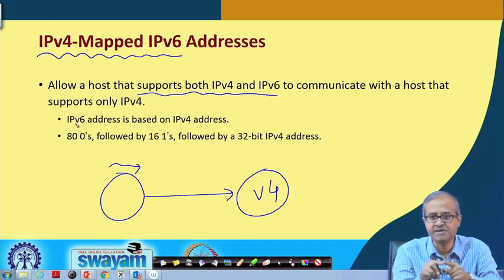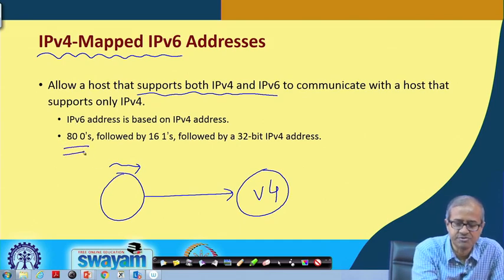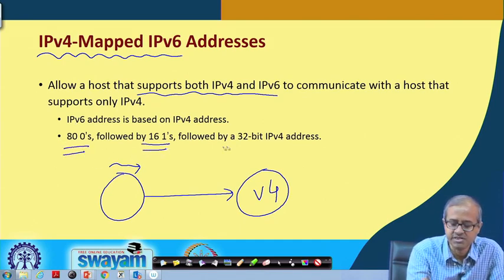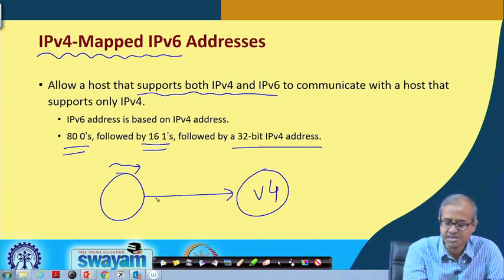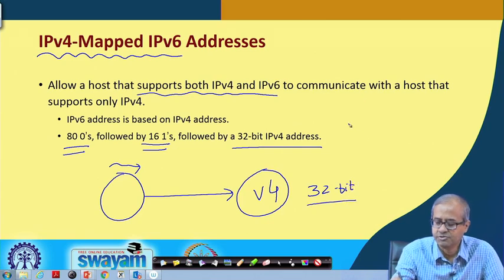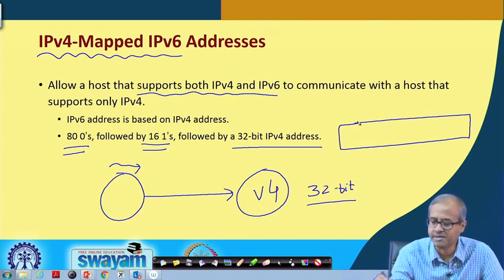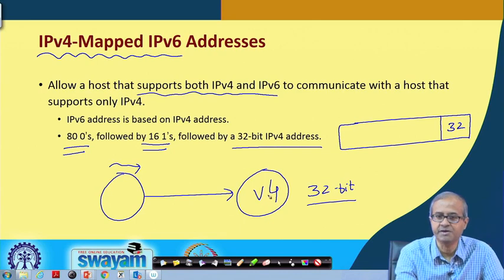some kind of an IP version 6 address which is formed like this: 80 zeros followed by 16 ones followed by a 32-bit IP version 4 address, because the person you are sending to is on an IP version 4 network, which means it will have 32-bit IP addresses. So, this 128-bit address that you will have to prepare, the last 32 bits will contain the actual IP address of the destination, IP version 4.